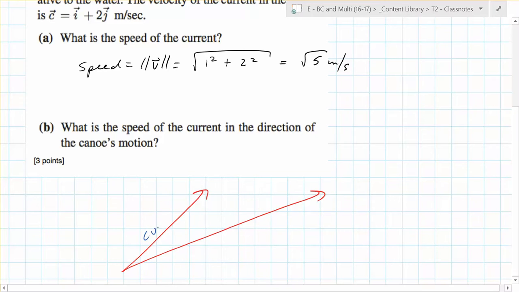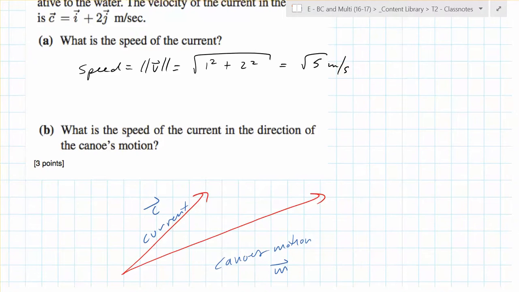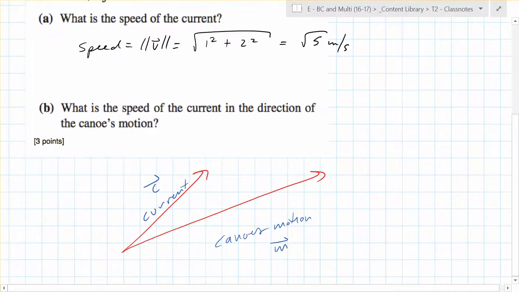Here's the current, right? Call it C, right? And then this is the canoe's motion. Let's call it M, right? V, thank you. Sorry. They already gave labels. V, like this? Is that correct?